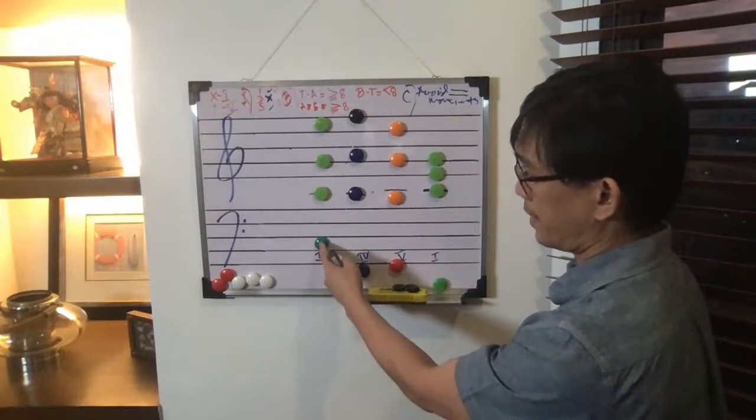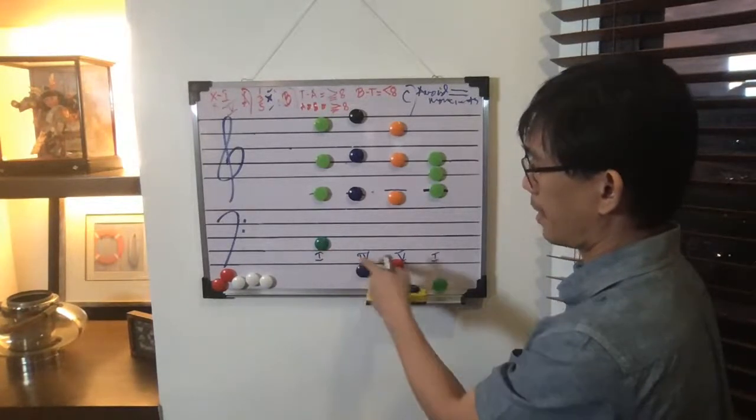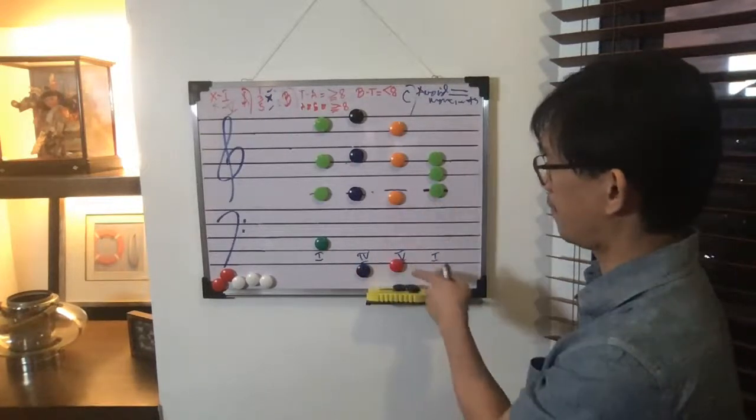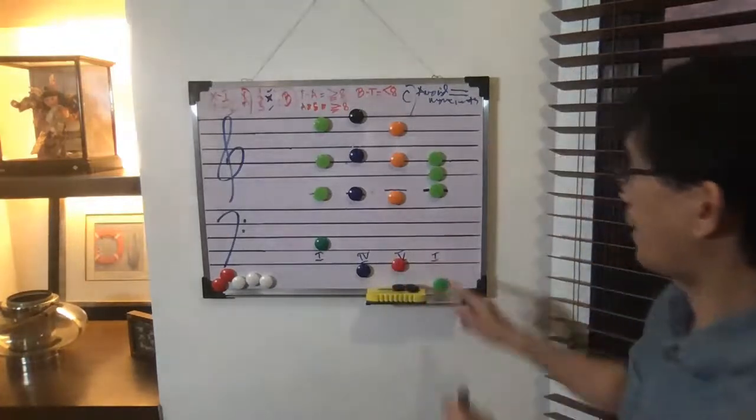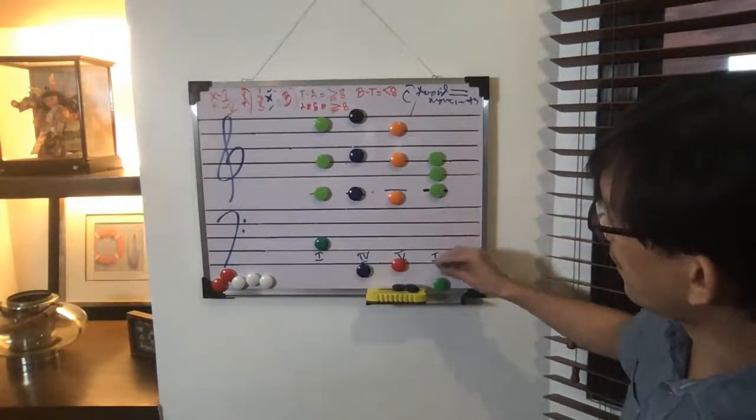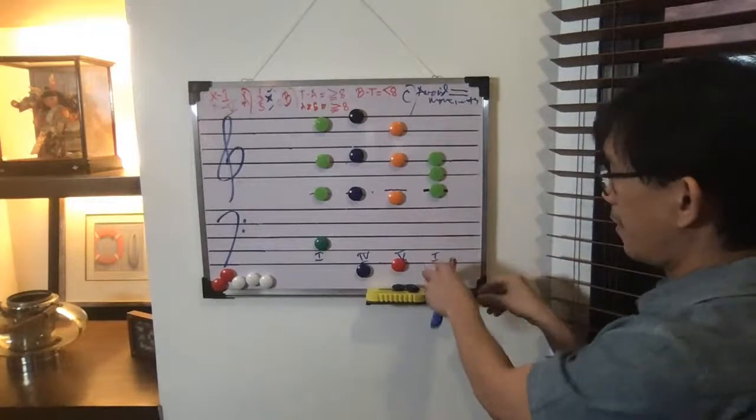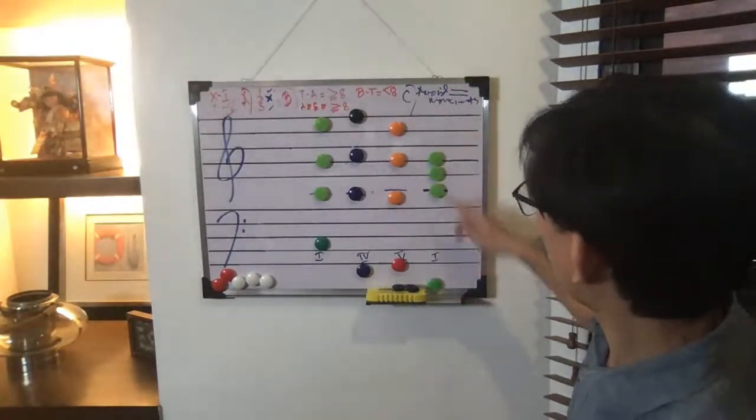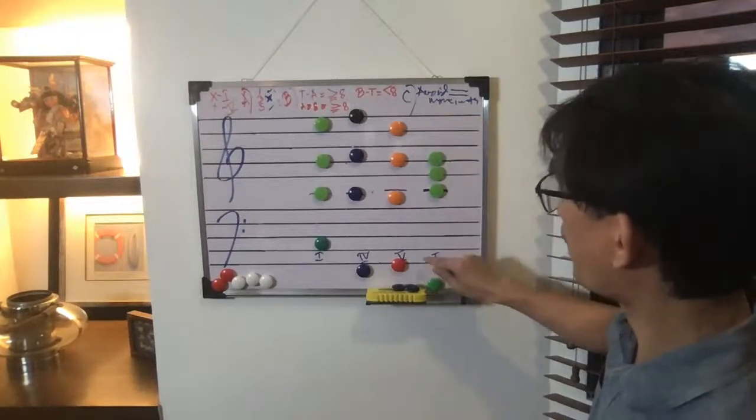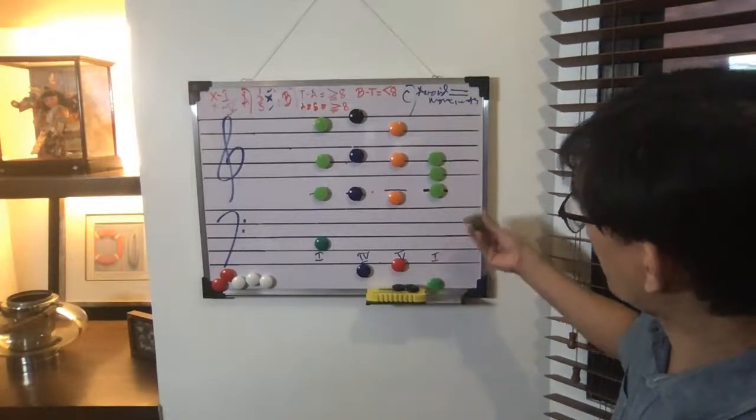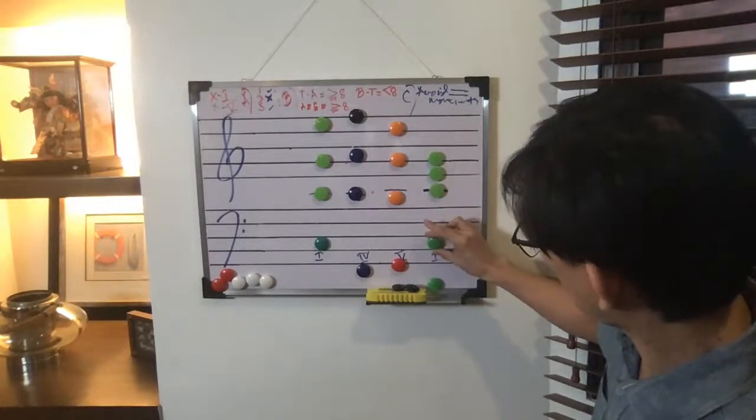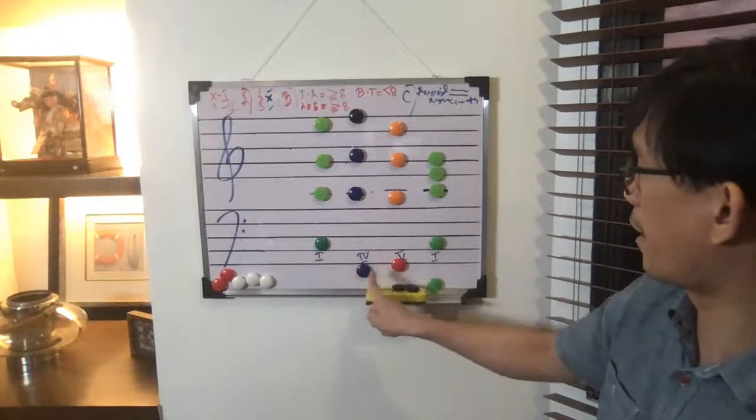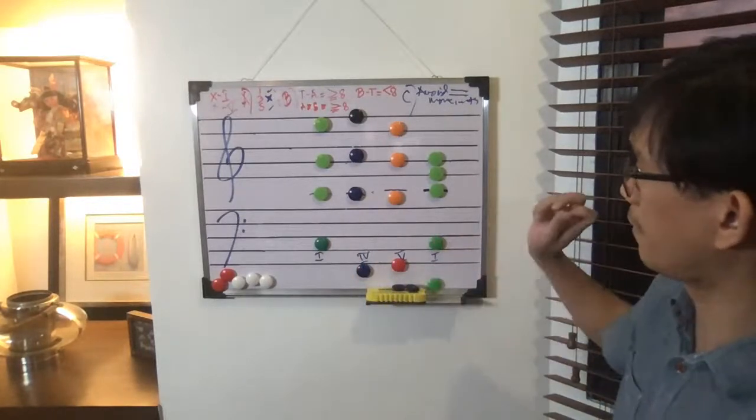So tonic is C, and then subdominant is F. So F should go there. Dominant is G. So G is there. And tonic is C. So for your tonic, are you going to put it right there? The low C? I don't think so. Because this is already going down. Or it's too low already. Therefore, I will put this voice there. That's your tonic. So tonic, C, F, G, back to C.